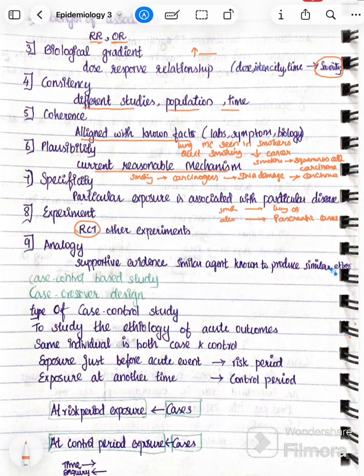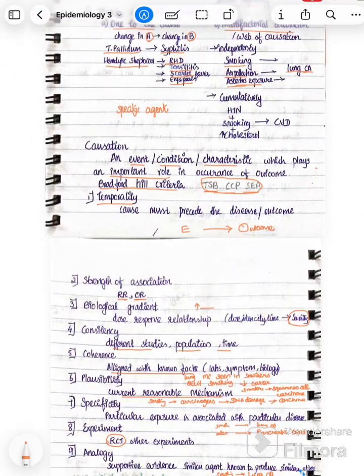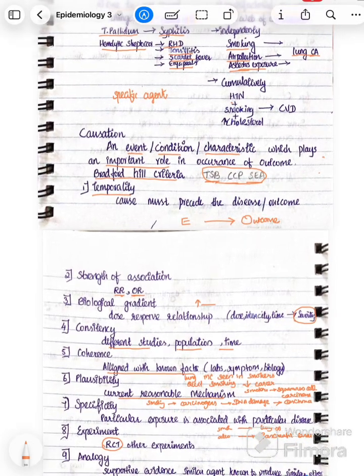Analogy. There should be supportive evidence: a similar agent known to produce a similar effect. For example, smoking causes lung cancer. Supportive evidence is that nowadays lung cancer is more seen in females, and the smoking rate in females is also increasing. According to these Bradford Hill criteria, if a study fits almost every criterion, we can tell that causality is proved. Most of the RCTs prove causality.